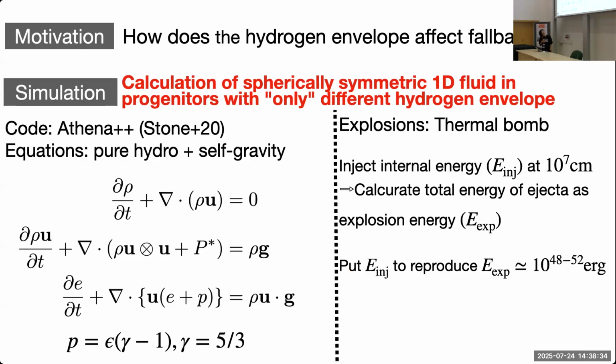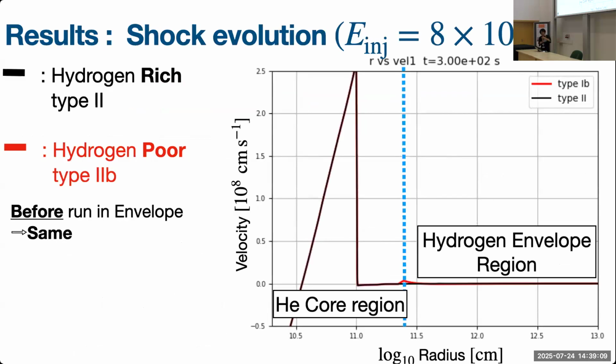Next, we reproduce the supernova explosion using the thermal bomb method. In detail, we inject internal energy at around 10^7 centimeters and calculate the total energy of the ejecta as the explosion energy. We set the injection energy so that the explosion energy ranges from 10^48 to 10^52 erg. Next is the result of shock evolution, where the injection energy is 8 times 10^50 erg.